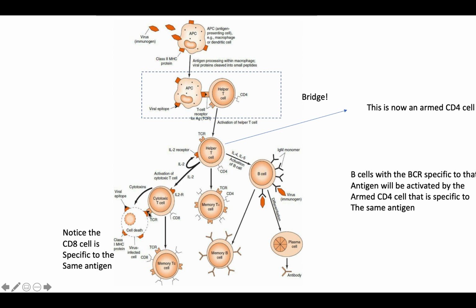specific for this viral epitope هذا الأسود, and go find cells that are showing that they have this virus inside them and kill them. So it will go to the CD8 cell, it will go and find a cell infected with the virus and kill it. So this is what's going on here.